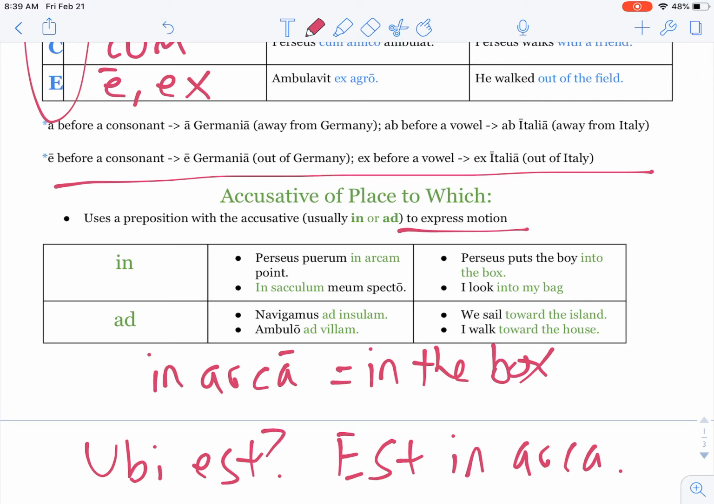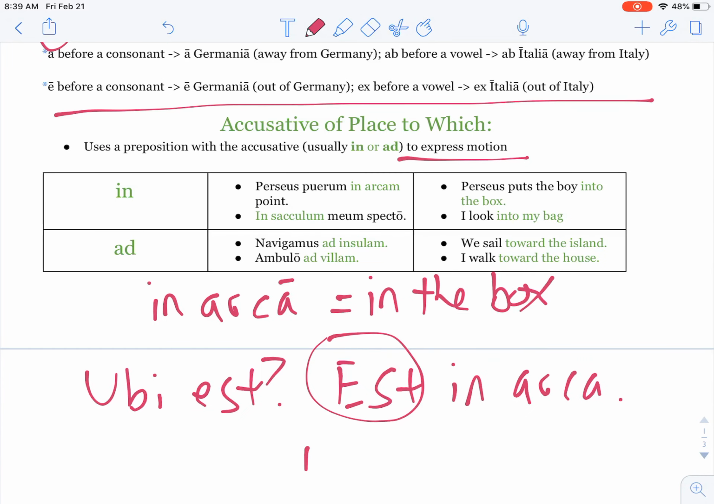So when you're talking about location and there's no movement, most of the time your verb is going to be est or some form of a being verb. So like in plus est, meaning it is in. You're going to be using the ablative of place where. So if there's motion, it's the accusative. If there's no motion, it's the ablative of place where.